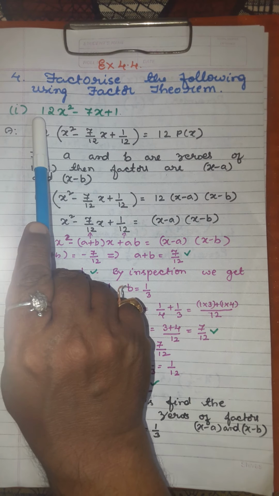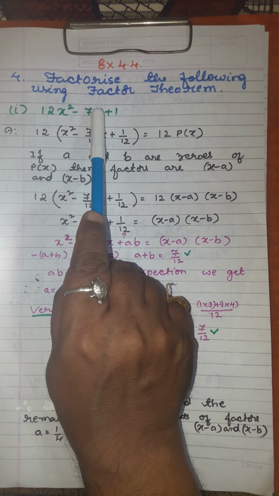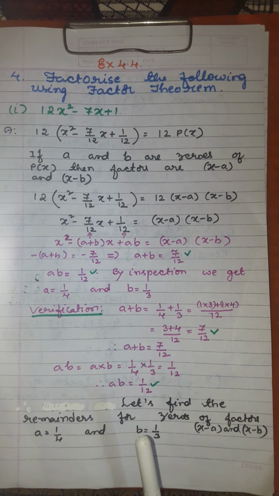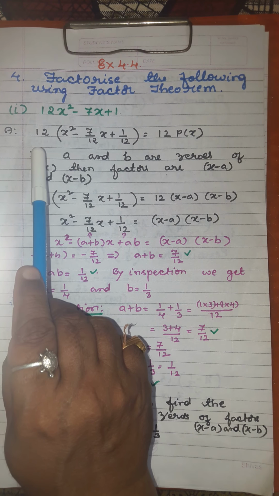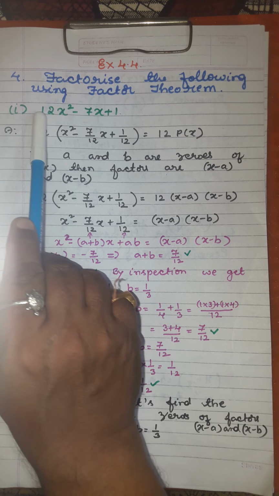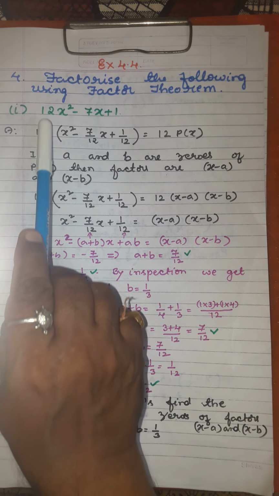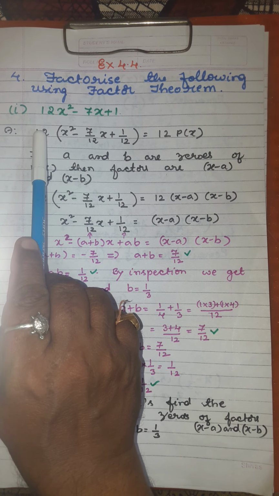So this is the first problem, 12x square minus 7x plus 1. This is a polynomial. Now let us take the common factor of this polynomial. So I am going to take 12 outside.